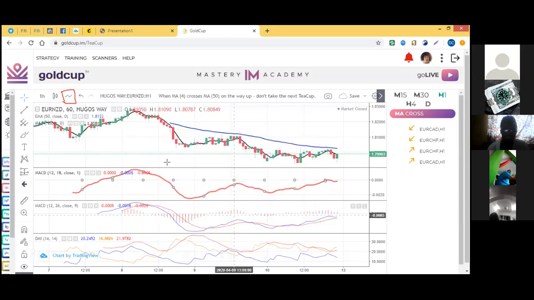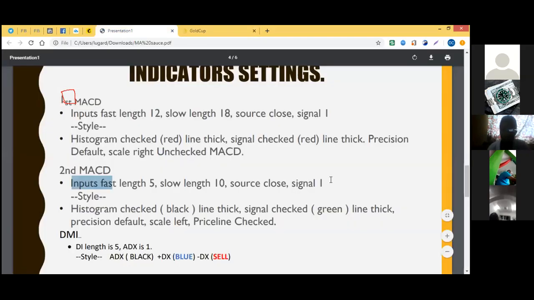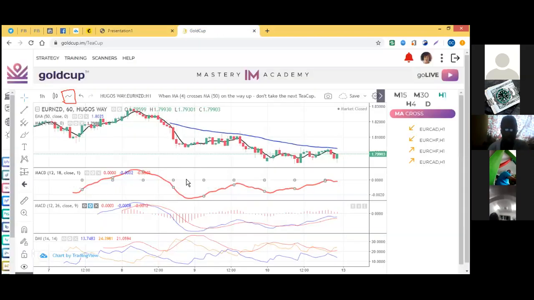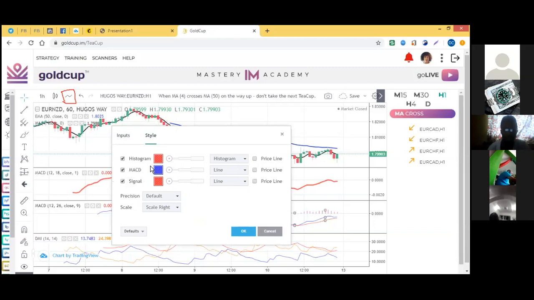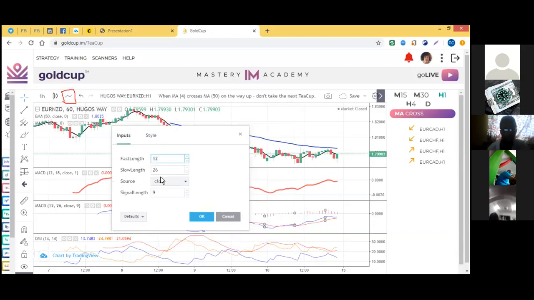Then we go to the second MACD, guys. Let's go back to our document. I believe everyone is following. For our second MACD, we can see right here, the input is 5, 10, and 1. It's very important, guys. So we come to the second MACD, and then you change the input to 5, change it to 10, and then you change this to 1.